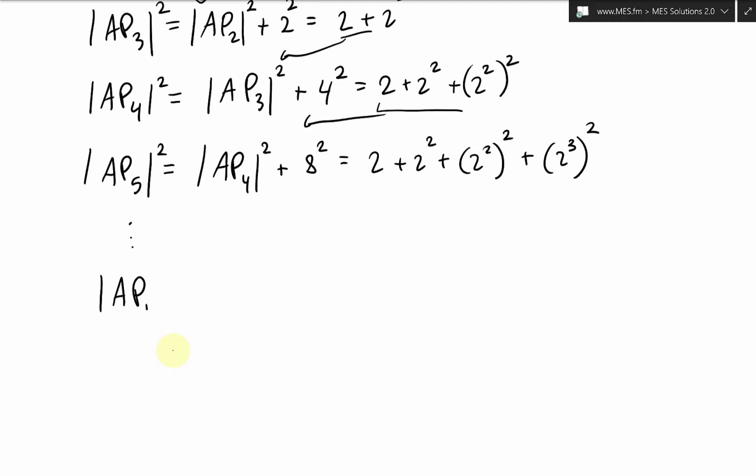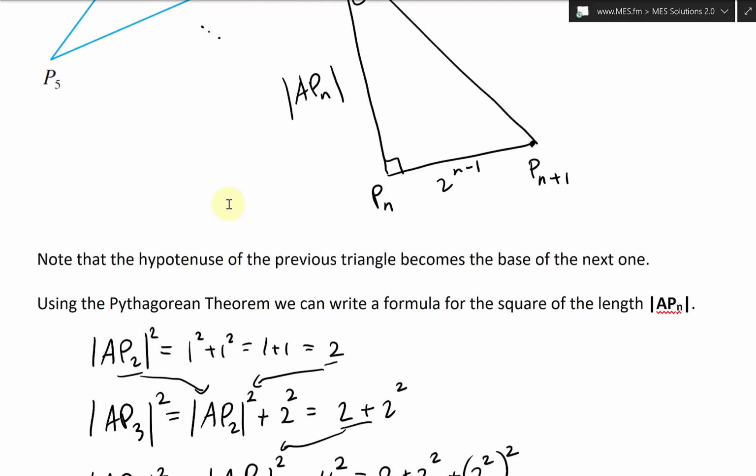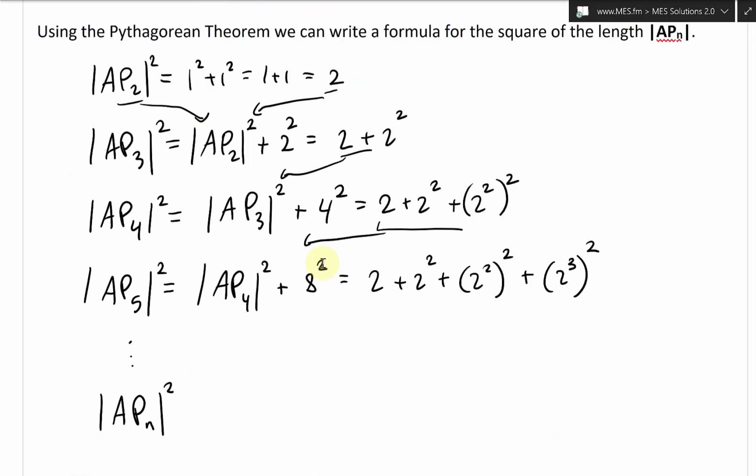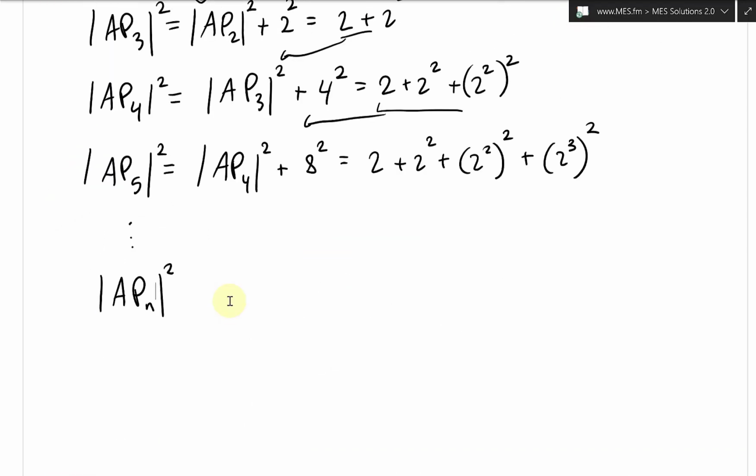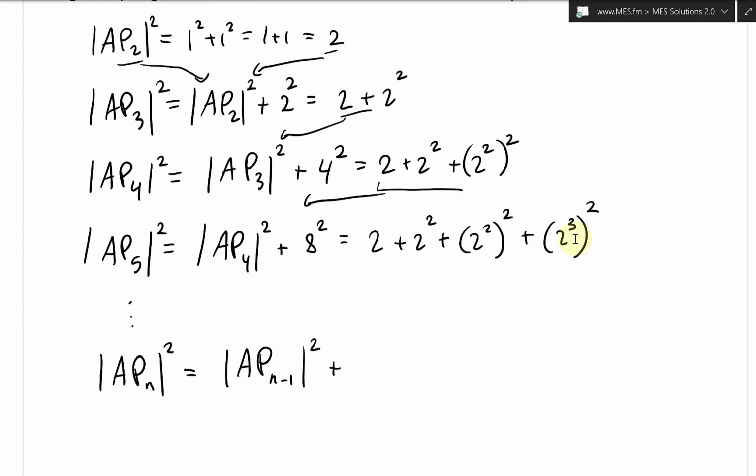So APN squared, and that's over here, APN squared at distance. This equals, all right, so this one's going to equal 2 plus APN minus 1 squared. And then plus, notice how this setup is. Each one, so 2 to the 3, and then squared, we're going to have to subtract by 2. So this is 5, 3, this is 4, 2, and so on. This becomes 2 to the n minus 2 squared.